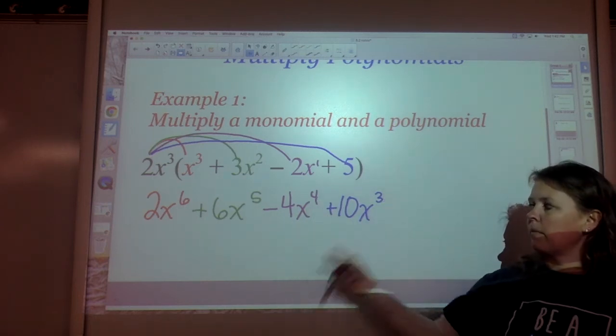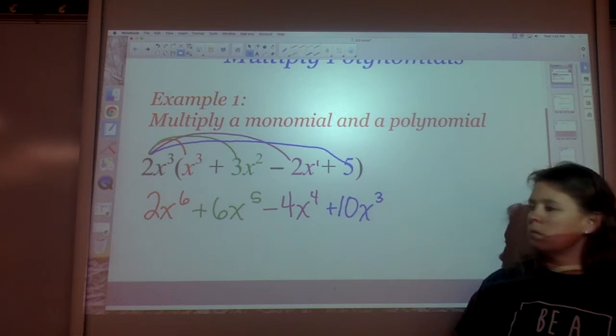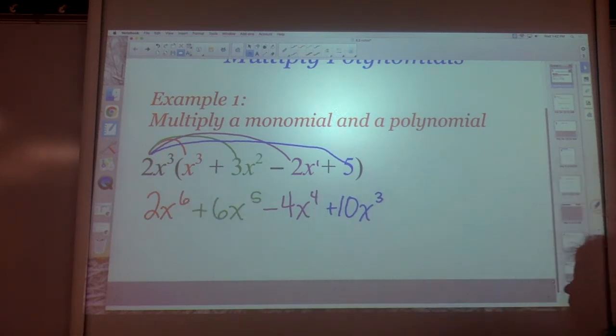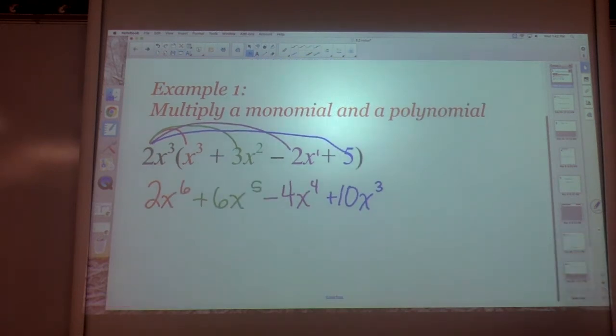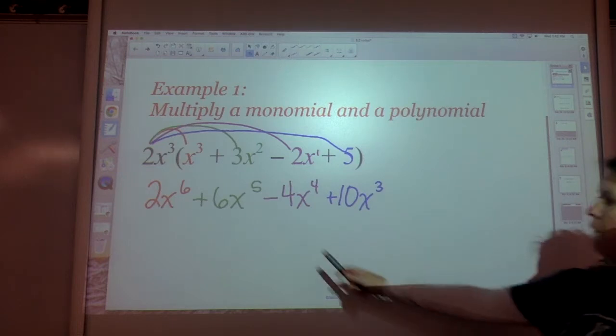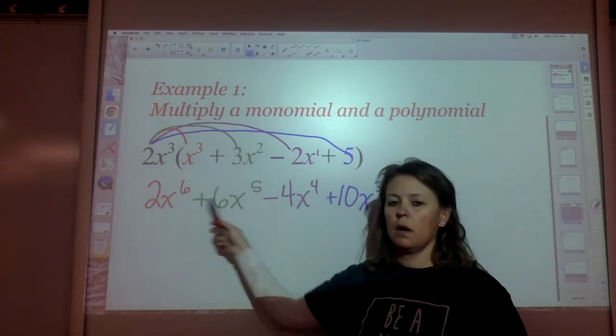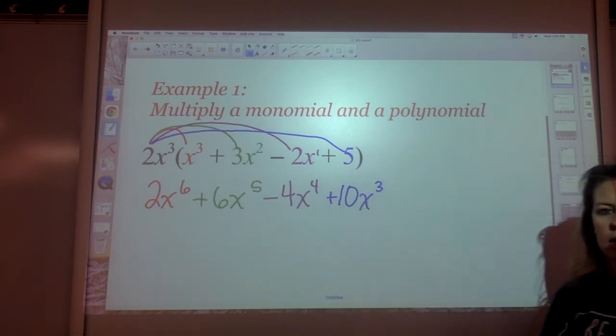And since none of them are like terms, you can't add or subtract. You just leave it as is. Make sure it's in order, 6, 5, 4, 3. In a way, it might be easier than adding polynomials. If there are 4 terms, 1, 2, 3, 4, in the parentheses, there's going to be 1, 2, 3, 4 terms in your answer.